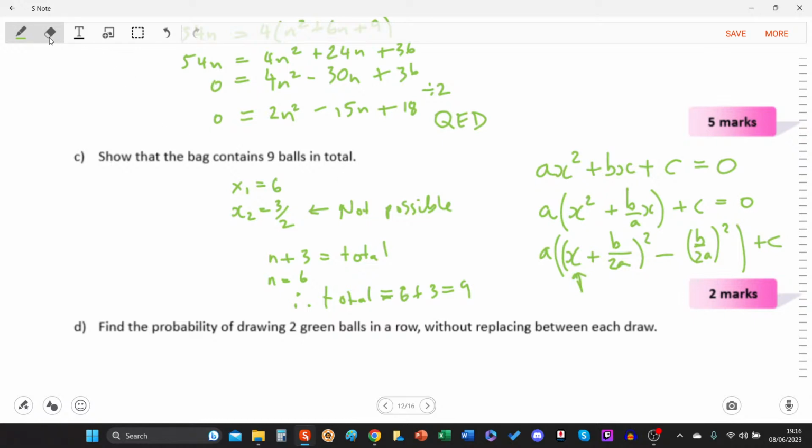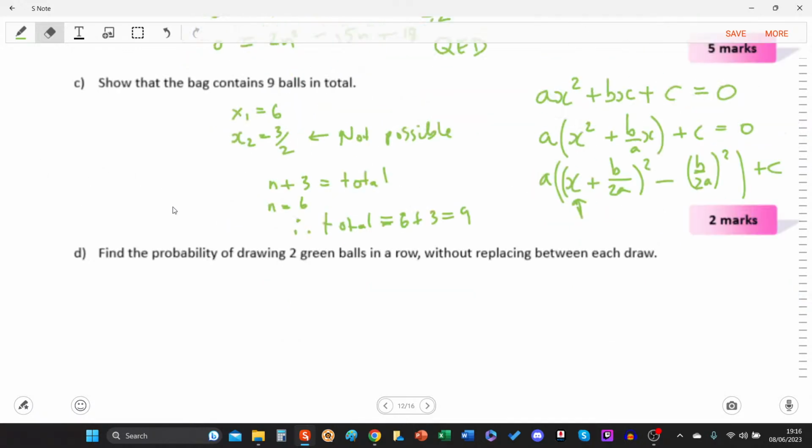This is an example of a question where it's clearly using the quadratic formula or methods of quadratics, but the calculator is not going to give you an advantage. So it could be something like that. Shall we finish our question? Find the probability of drawing 2 green balls in a row without replacing between each draw.